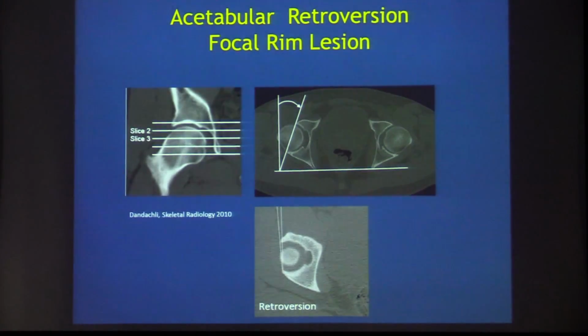We can see retroversion on CT. Here's an example of a normal anteverted acetabulum looking to the front. And here is a retroverted acetabulum.